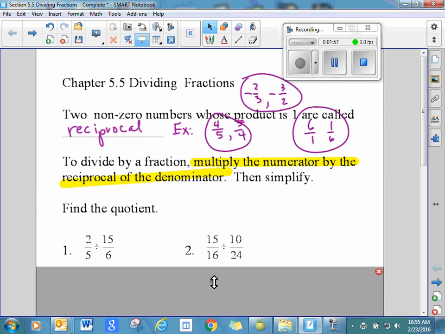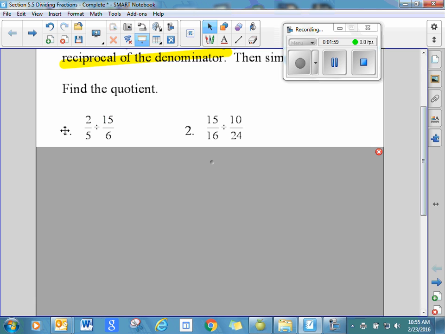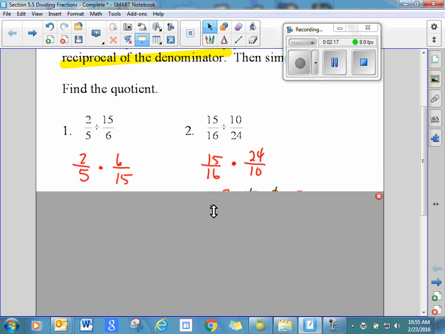All right, the first one. 2 over 5 divided by 15 over 6. We are going to make this a multiplication problem. We're going to leave the 2 over 5 just like it is. We're going to change the division sign to a multiplication sign, and we are going to multiply by the reciprocal of 15 over 6, which looks just like this: 2/5 times 6 over 15. Once you do this, it becomes very easy.